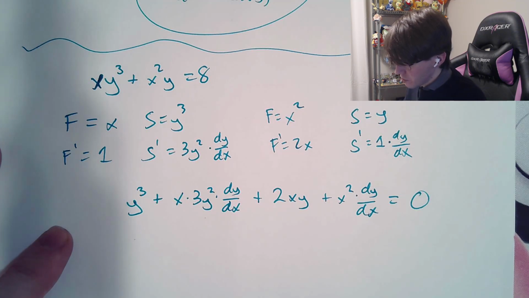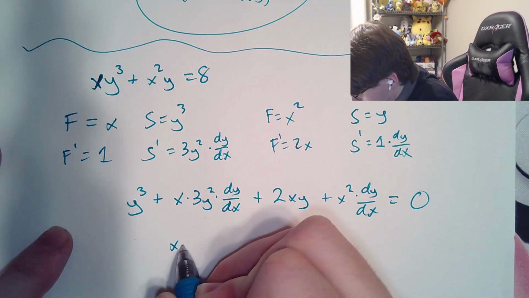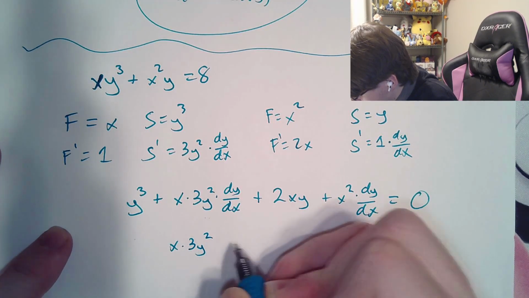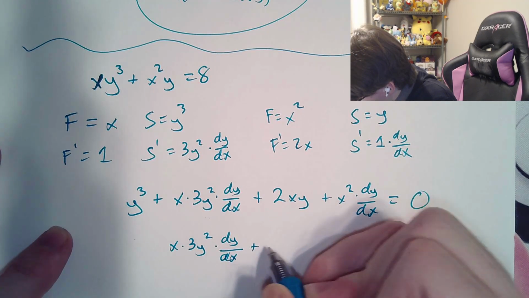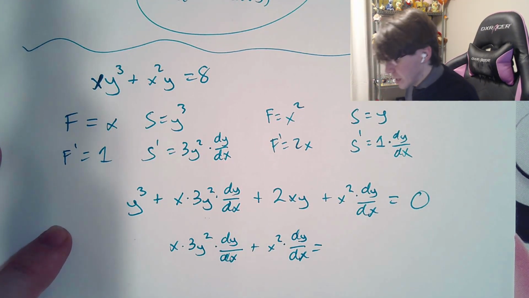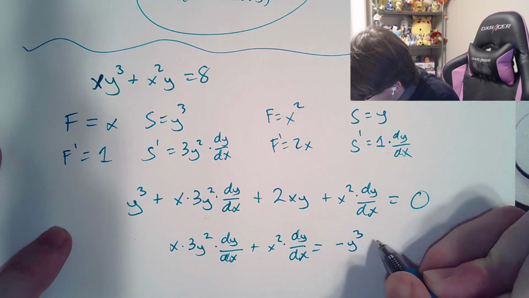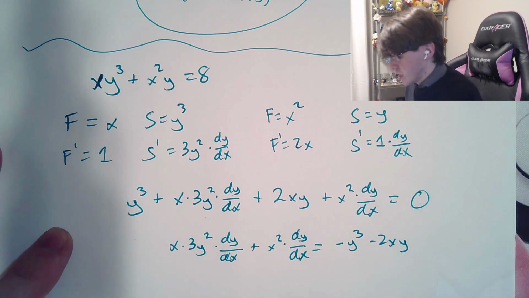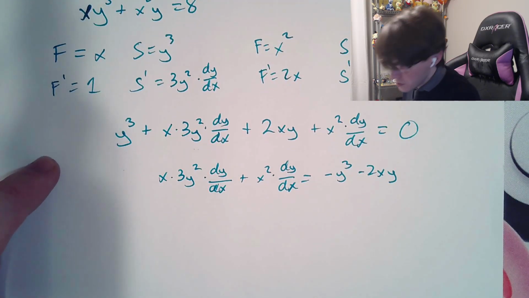So anytime you're solving for a variable, remember you want to move everything that has the variable to one side, everything that doesn't have the variable to the other. So we're going to go ahead and copy these two down. We don't need to do anything with them at all right now. Okay, we copied them. Now we're going to go ahead and subtract these ones. So minus y cubed minus 2xy. Then we're going to go ahead and factor out a dy over dx from both of these terms.